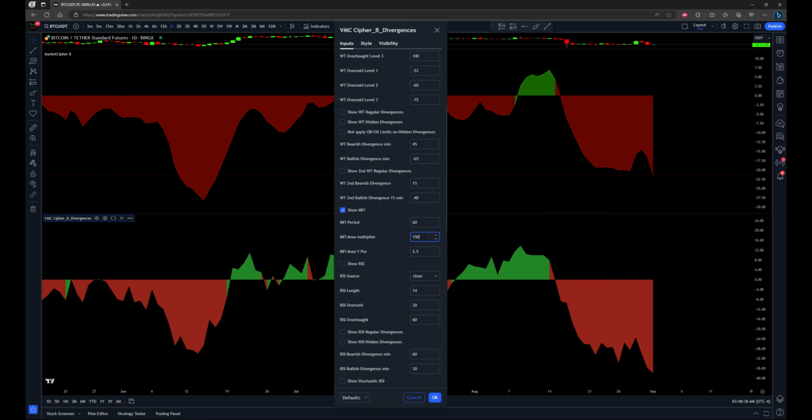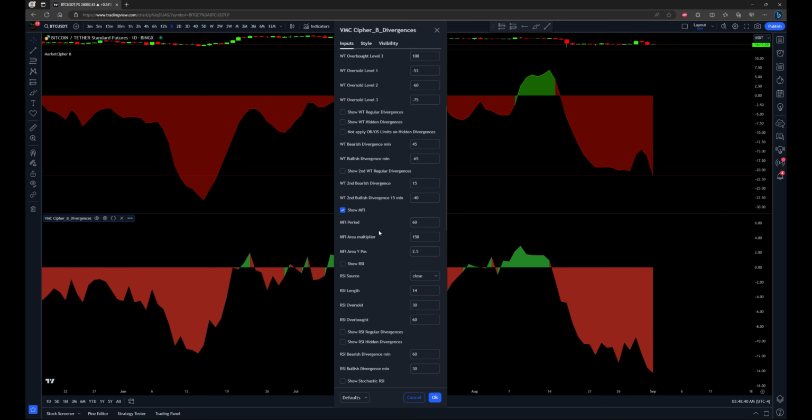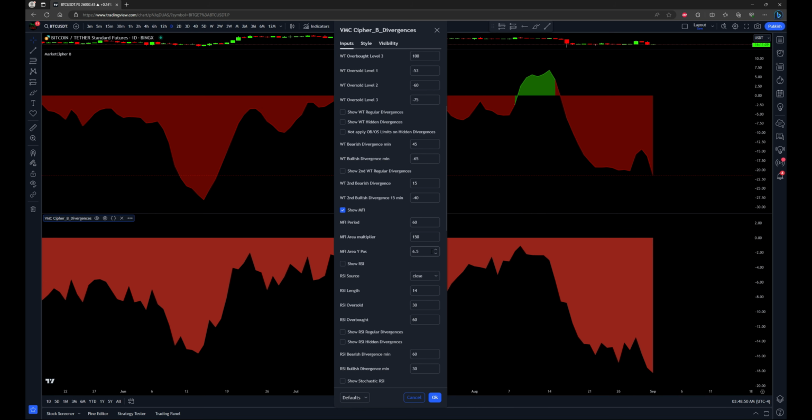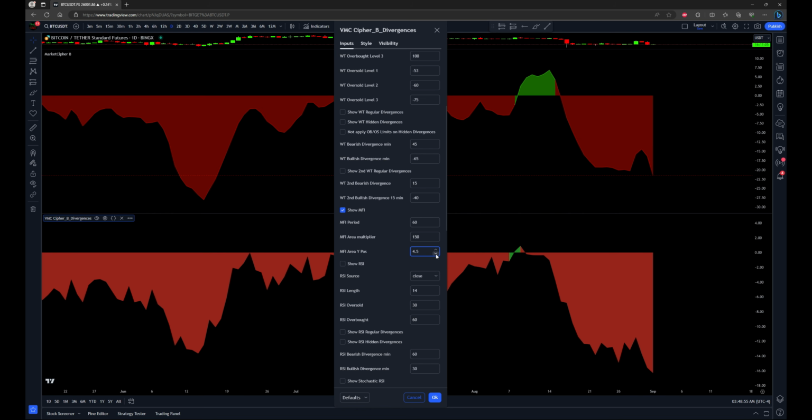So let's go back to our original 150. The area multiplier, we're not getting any closer by doing that. Then we have our area Y positioning, which again, this isn't going to help us. We can increase this greatly, and it doesn't actually change how the waves really look. It just changes the positioning of where this zero line is.